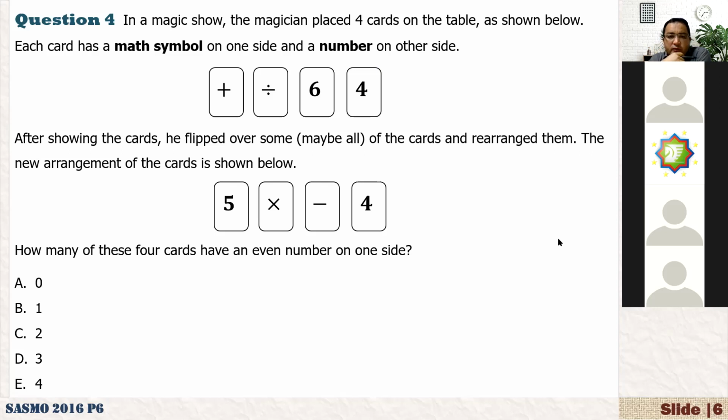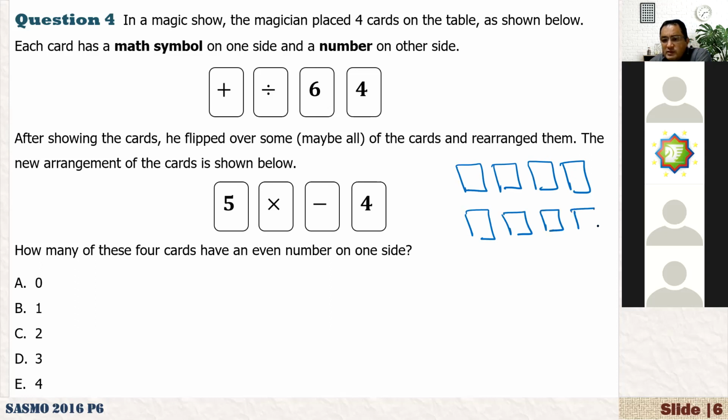In a magic show, the magician places 4 cards on the table as shown below. Each card has a math symbol on one side and a number on the other side, right? So since we are talking about 4 cards, that's the first one, the second one, the third one, and the fourth one. And these are the backs of these cards.